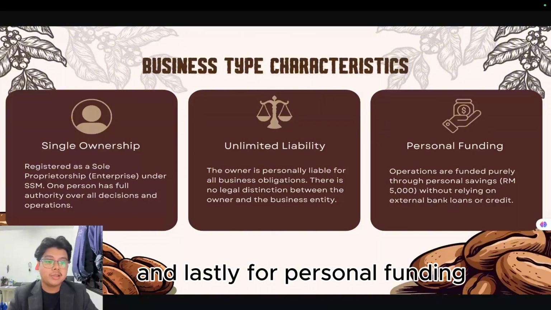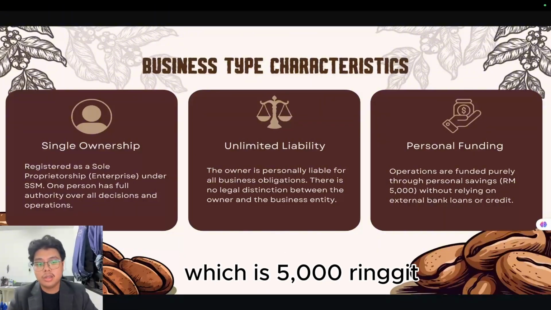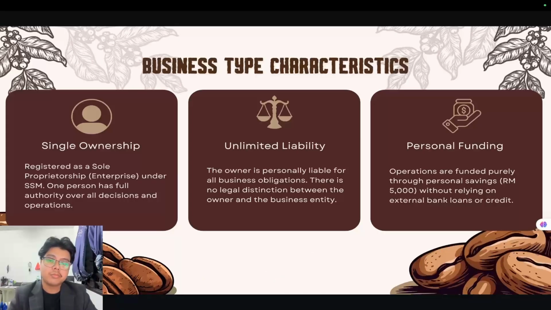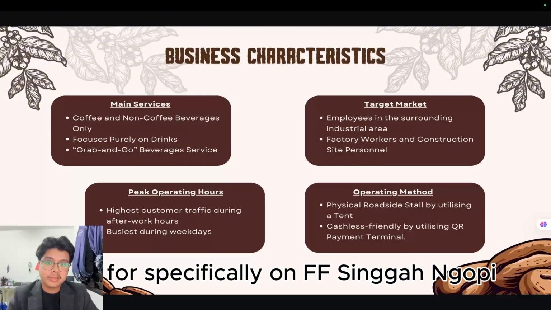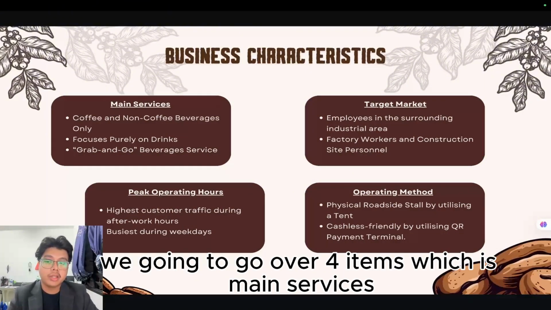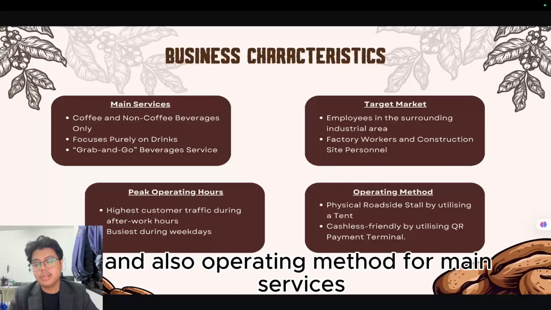And lastly, for personal funding, the operations are funded purely through personal savings, which is 5,000 ringgit, without relying on external bank loans or credit. For FF Sinngahngopi's business characteristics, we're going to go over 4 items: main services, target market, the operating hours, and also operating method.